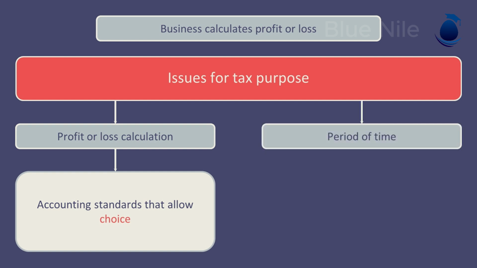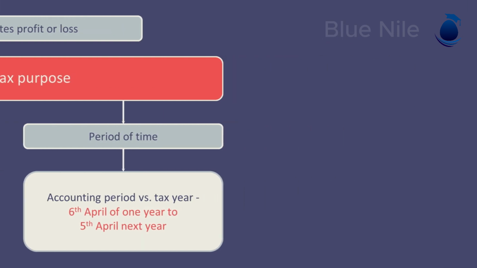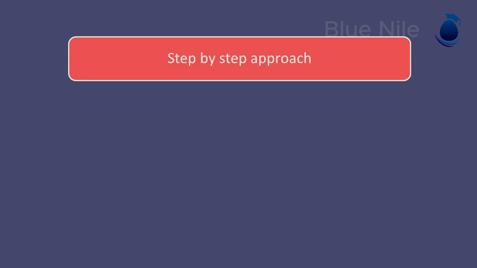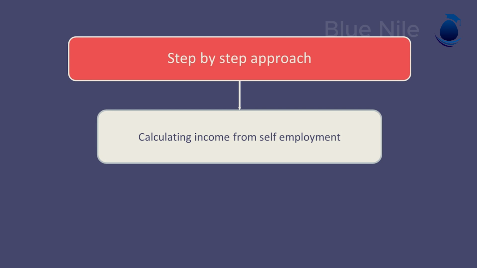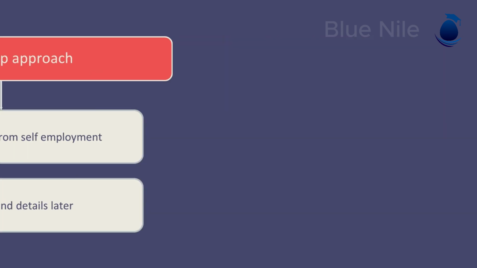Secondly, we have the period of time. A business can choose to prepare accounts to any date each year, whereas tax calculations are prepared for the tax year, which runs specifically from the 6th of April of one year to the 5th of April of the next. So in this introduction, I wanted to give you a step-by-step approach to follow to calculate income from self-employment. In later sessions, we can then look at the specific rules and details for each of these.